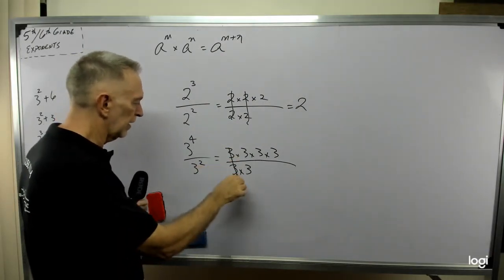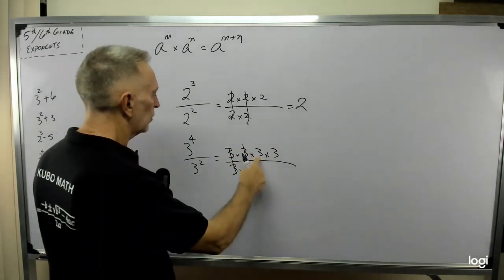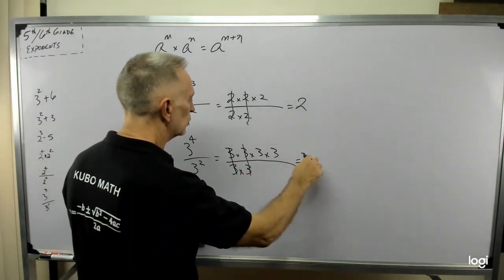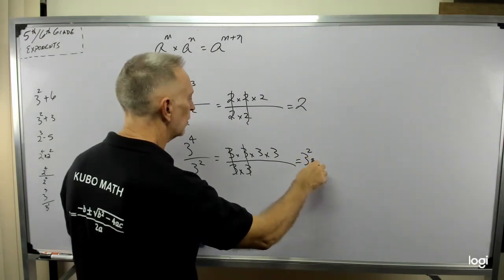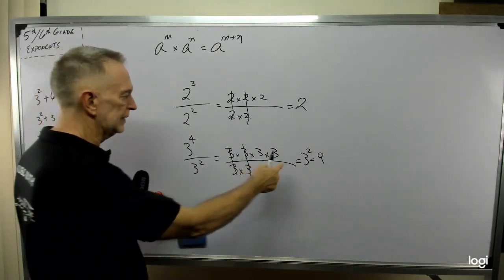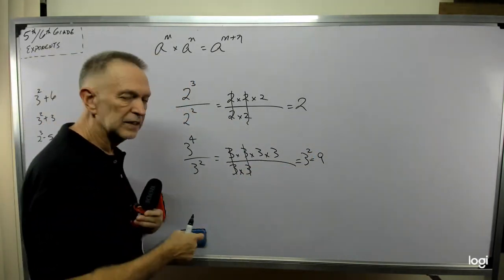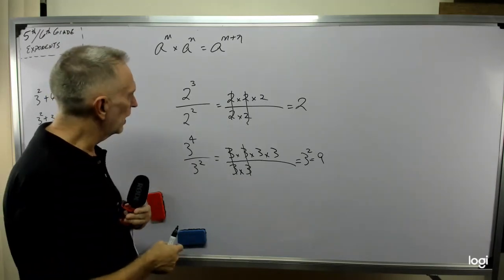Now, 3 divided by 3 is 1. 3 divided by 3 is 1. 3 times 3 is 3 to the second power, and that equals 9. 3 times itself 2 times. Well, isn't there a better way to do that?